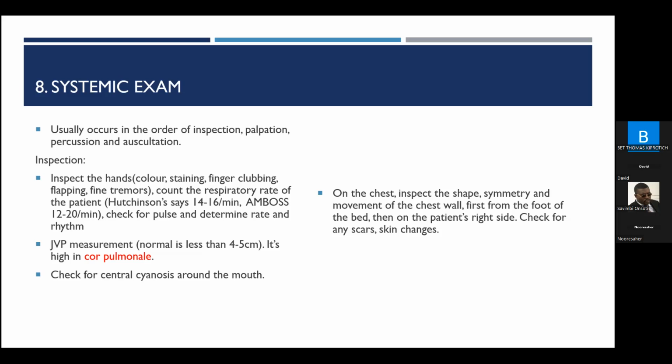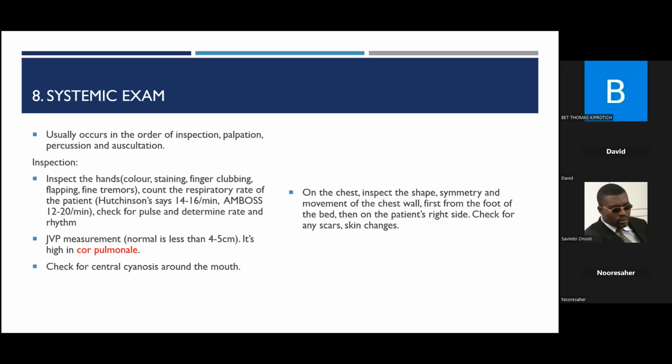Basically, the CVS is an enclosed pressure system. So with pulmonary hypertension, if there's a buildup of pressure in the pulmonary vascular bed, that pressure is transmitted backwards into the right ventricle, then to the right atrium, then the vena cava, the superior vena cava. When this pressure is transmitted backwards, there's a buildup of blood, and then the JVP is raised.